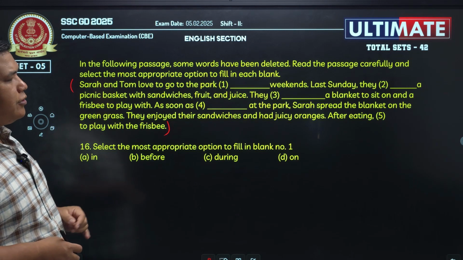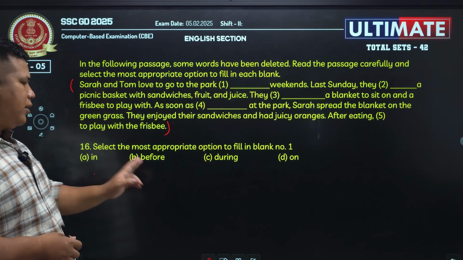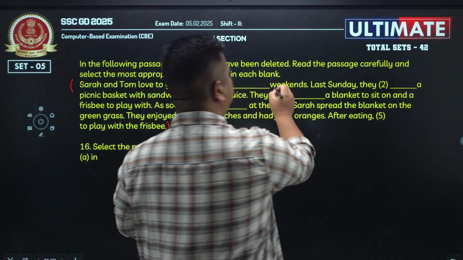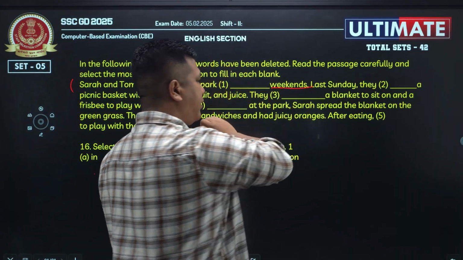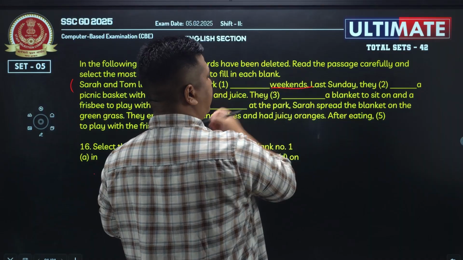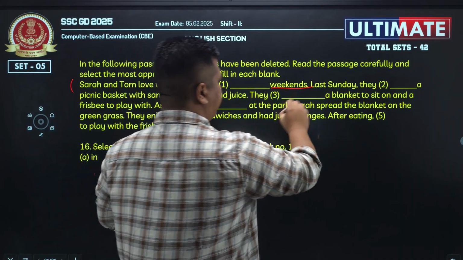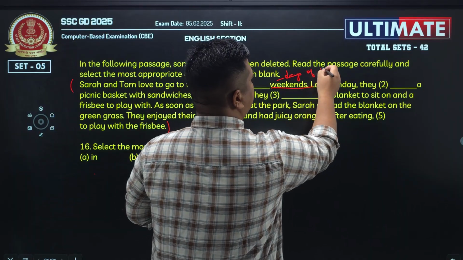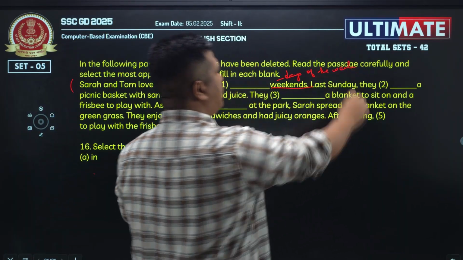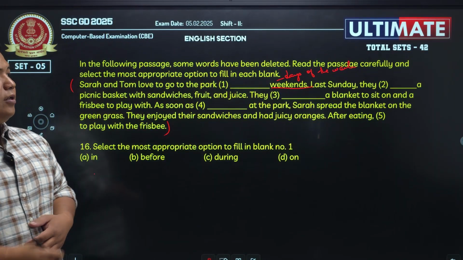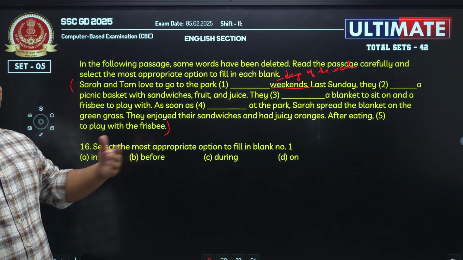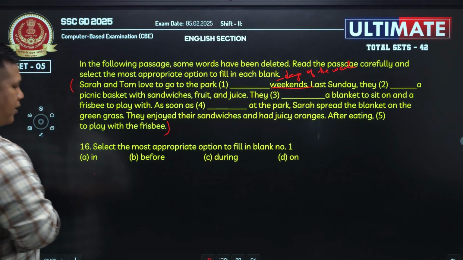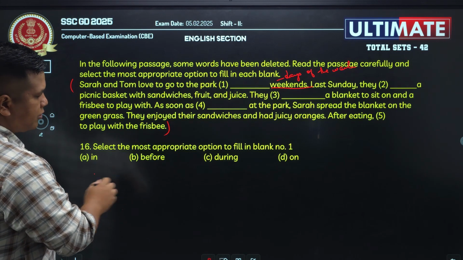Sarah and Tom love to go to the park weekends. In weekends, before weekends, during weekends, or on weekends. So what is weekend? Weekend is maybe Saturday, Sunday, or Friday. So weekend is days of the week. Saturday is obviously weekend. Days of the week. So this is a preposition, grammar.